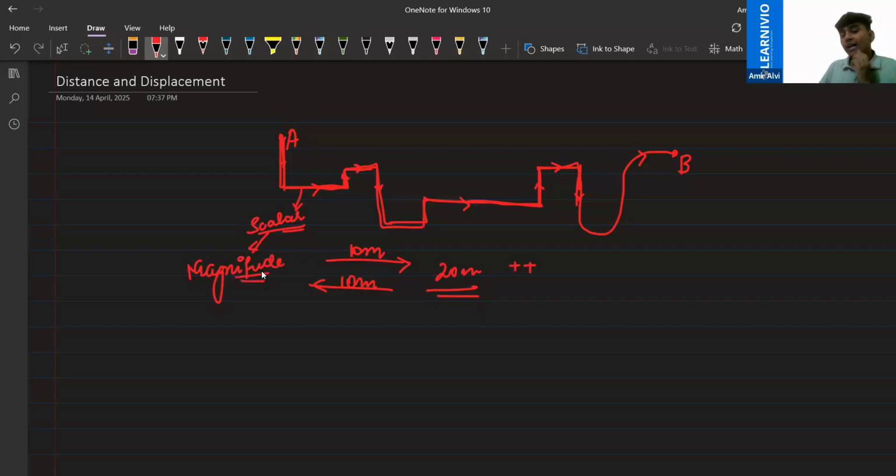Okay? Only magnitude. Magnitude means, suppose this is 20 meter. So this number associated with the unit is called magnitude. It tells the size of the quantity, the quantifiable thing. Okay, all of you. So this is called magnitude. For a distance, it only depends on this.